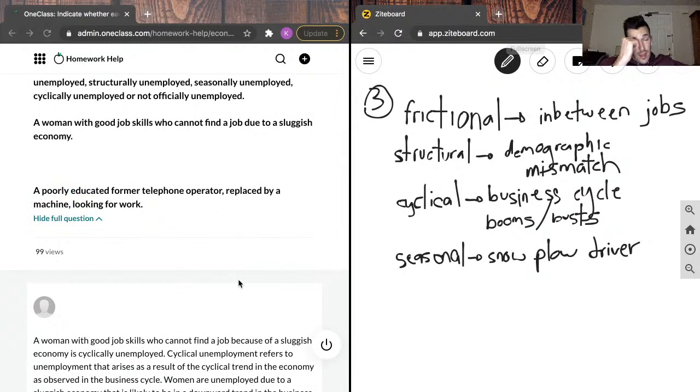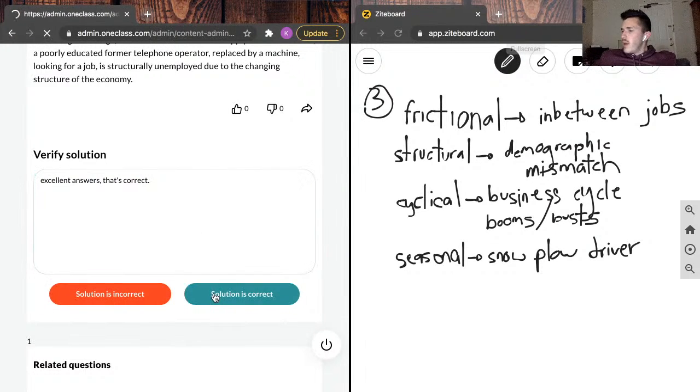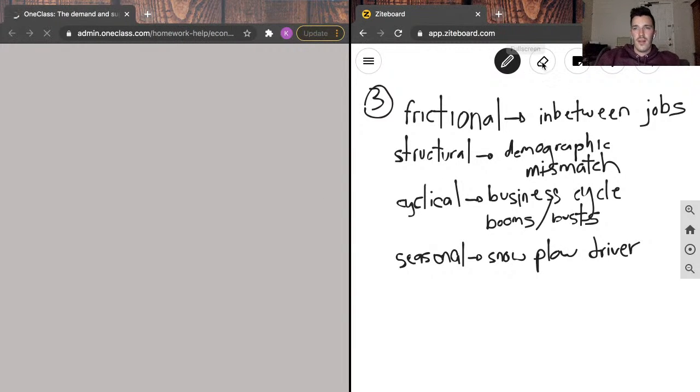That's correct. The last thing was they said that those were not officially unemployed. To be unemployed, you must be actively looking for a job. Otherwise, you're just out of the labor market. That we can move on to question 4.